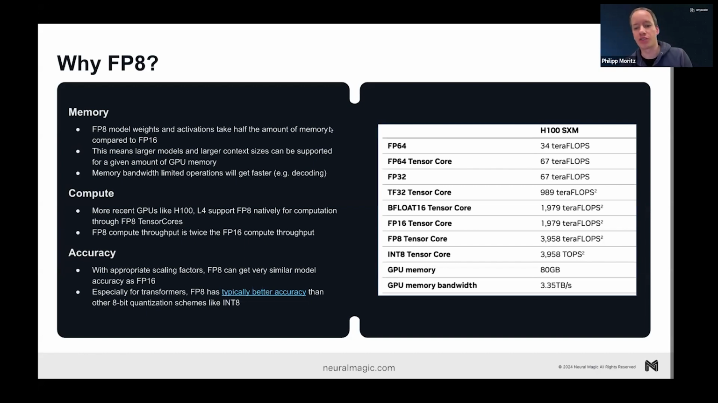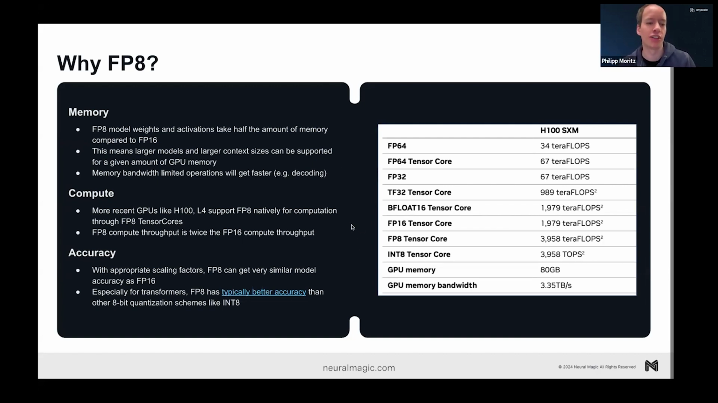This is the table from the NVIDIA H100. You have to divide these numbers by 2, the ones that have a superscript 2, because they are for sparsity. But you see that the FP8 throughput is twice the amount of the FP16 throughput, and we also measure that in practice. So it's very good to speed up the compute.